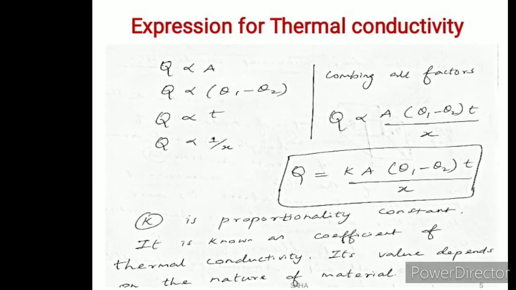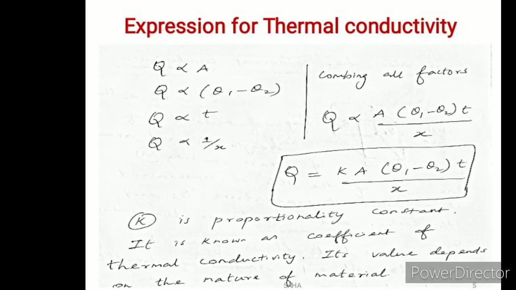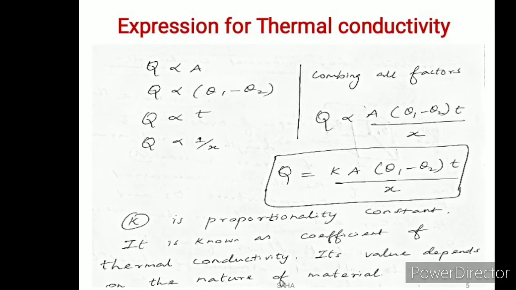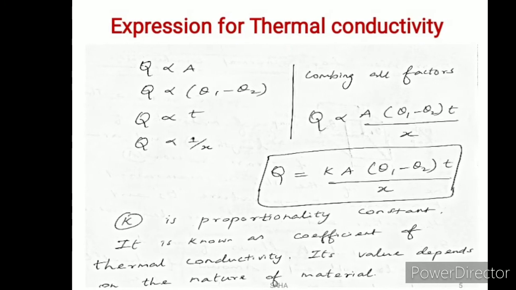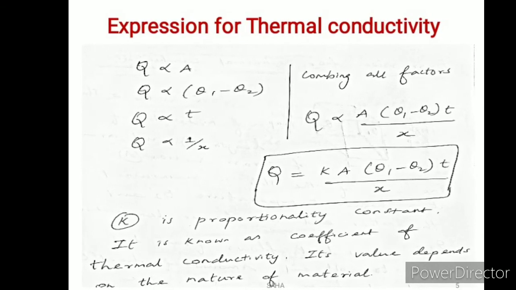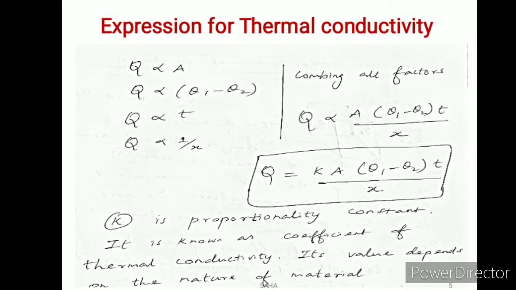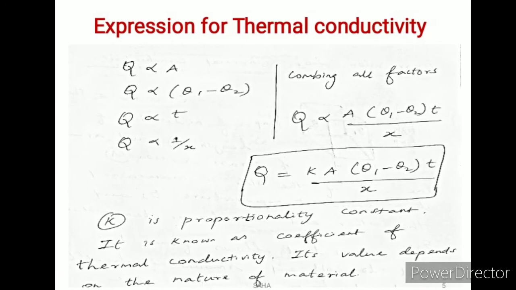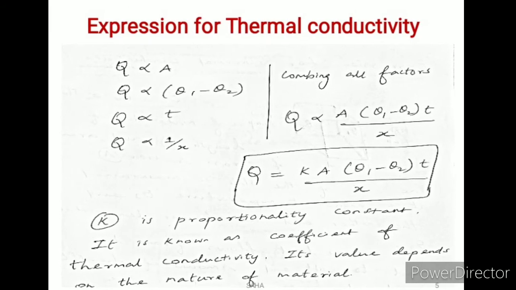So Q is directly proportional to A, Q is directly proportional to theta 1 minus theta 2, Q is directly proportional to small t, and Q is directly proportional to 1 by x. That one we can say Q is inversely proportional to x. So combining these four together, we can write the single equation: Q is proportional to A into (theta 1 minus theta 2) into t divided by x.